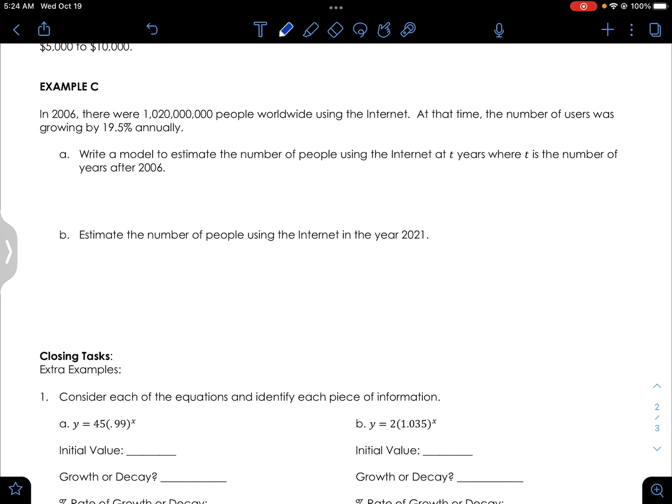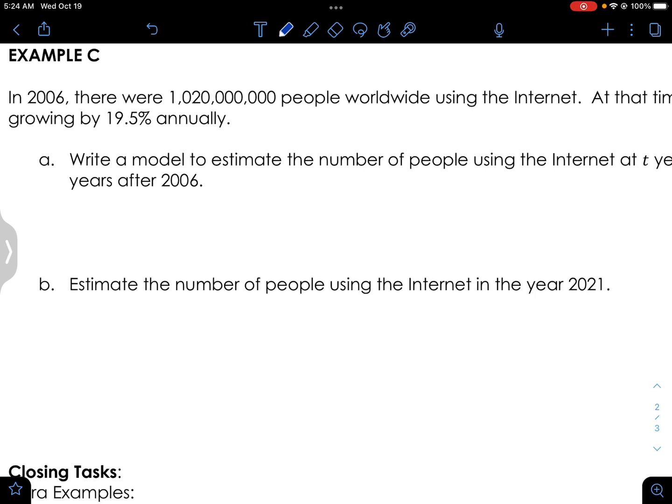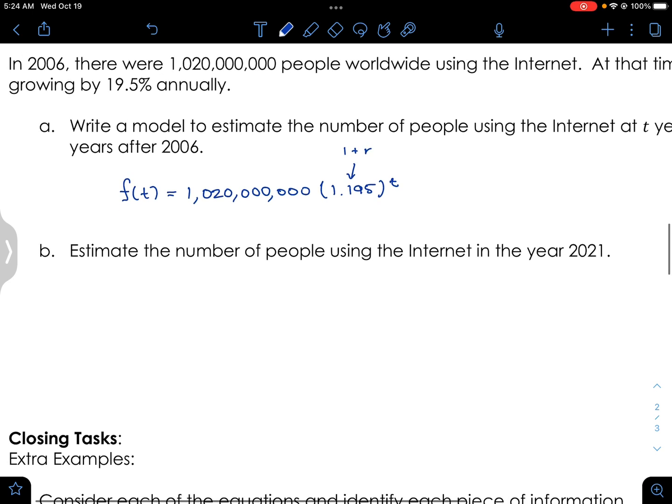So again, if we're writing an equation here, you're going to have f of t is equal to our initial amount, which is this large number, times 1.195, so that 19.5%, that's growing, raised to the t power. And so again, how did we get this? This is just 100% plus our rate, since it's growth.